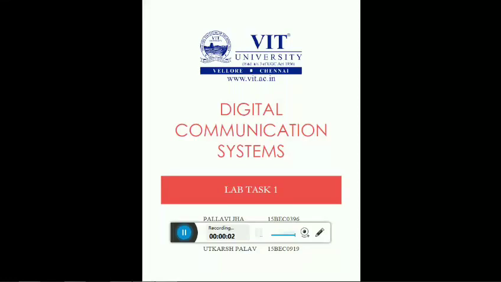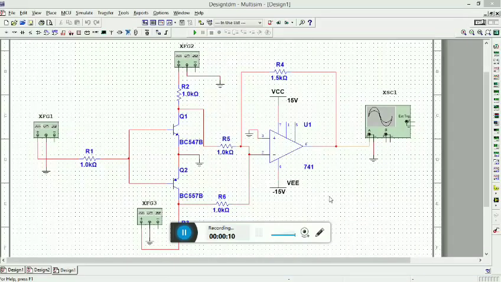Greetings to everyone. Today we are going to design and demonstrate the working of TDM and recovery of two band limited signals of PAM. So let us start with our experiment. This is the simulation for our circuit designed in Multisim.